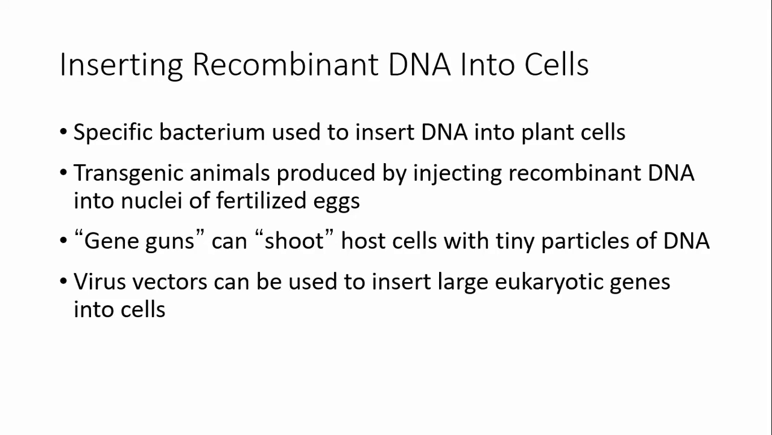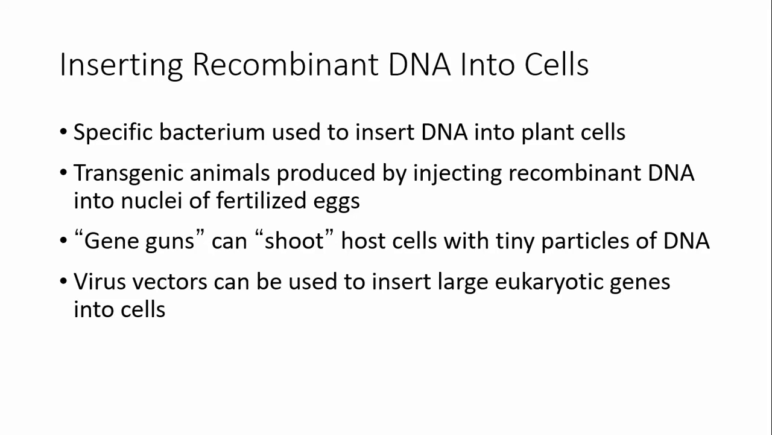You can make transgenic animals by taking a very, very fine tip needle and injecting DNA into the nuclei of fertilized egg cells, which when they develop into an embryo, most, if not all of those cells should then have your recombinant DNA. There's actually something called a gene gun, which shoots host cells with tiny bits of DNA. When I first heard that, I was like, wow, we really will use guns and shoot anything.